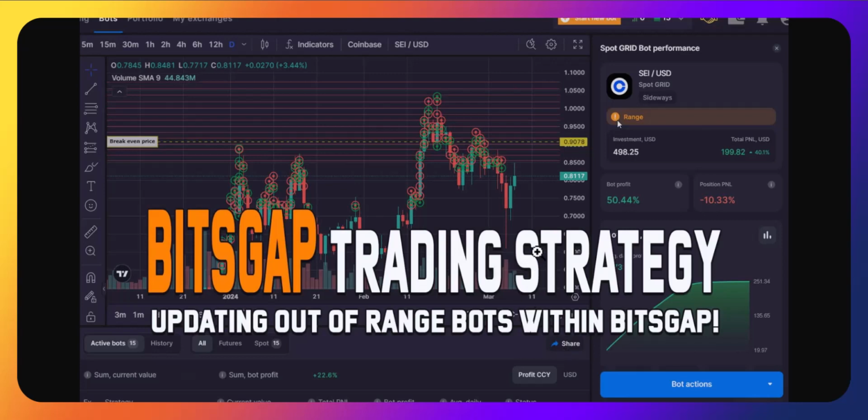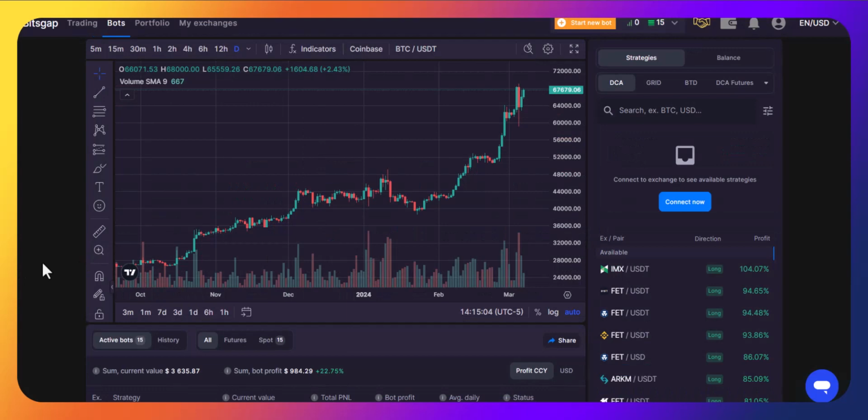We're going to be talking about trading strategies within Bitsgap, and one of them that you'll be doing semi-regularly is updating bots that are out of range. Like you see in this image right here, we have a bot that's out of range, even though right now, if we look at my bot, it's semi in range, but we're going to adjust it. And I'm going to show you the reasons for the adjustment. And we're going to do it two different ways. So let me talk about what we're going to do.